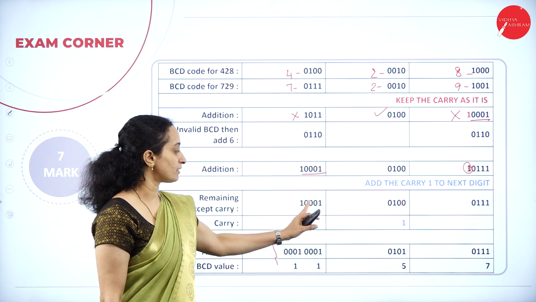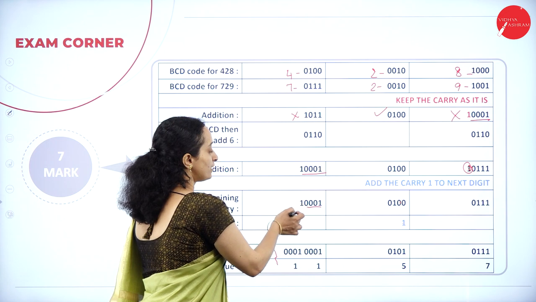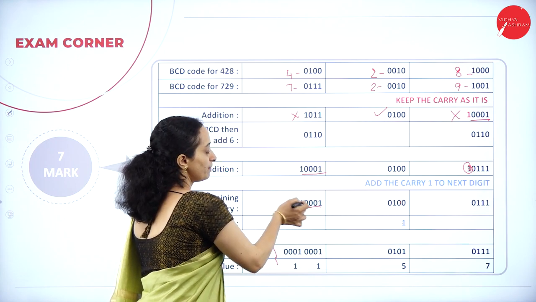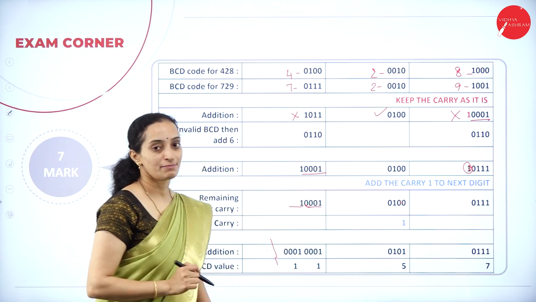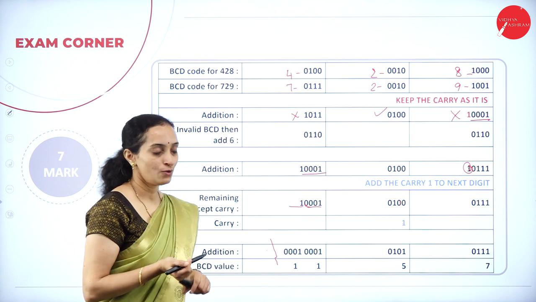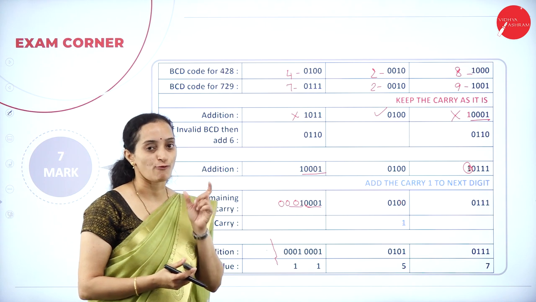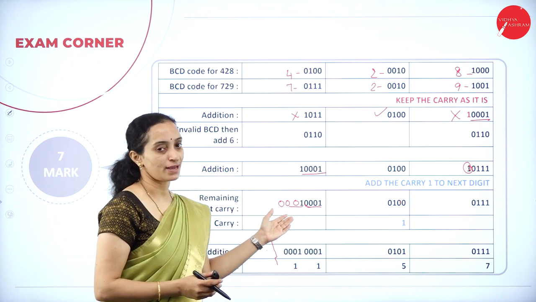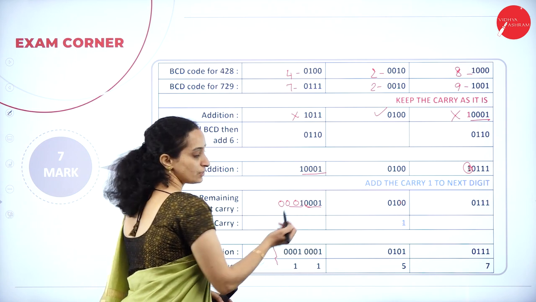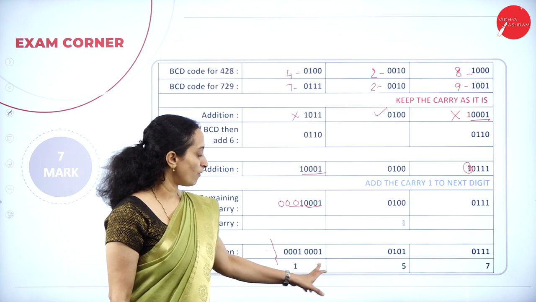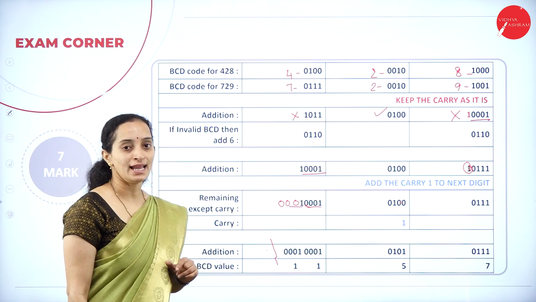Then 1001 is the result. But you have to make it a group of 4 digits. So here we will make a group of 4 digits, 0011. But 1 is remaining single. There is no 1 with it. So we'll add 3 zeros to make it a group of 4 digits. It will not make any change, right? So it will become 0001, 0001. So you can represent it as 1157. So this is the procedure of the BCD addition.